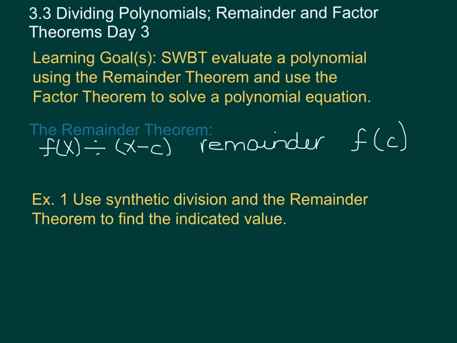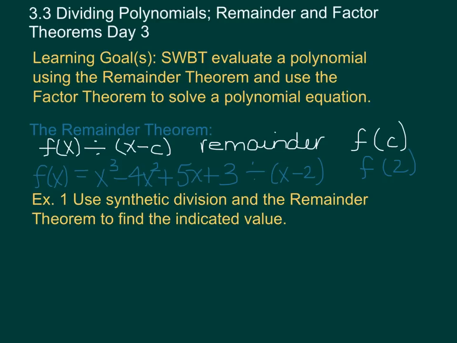So for example 1, we're going to use synthetic division. Basically what that means is if you have this polynomial, x cubed minus 4x squared plus 5x plus 3, and you were dividing it by x minus 2, your remainder is the same thing as you just plugging in 2 for all the x's. But instead of plugging in 2 for every x, we're going to use synthetic division.